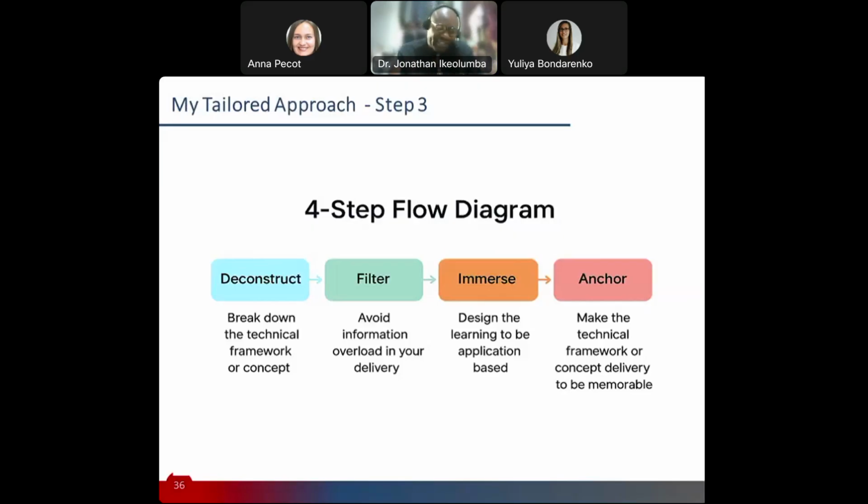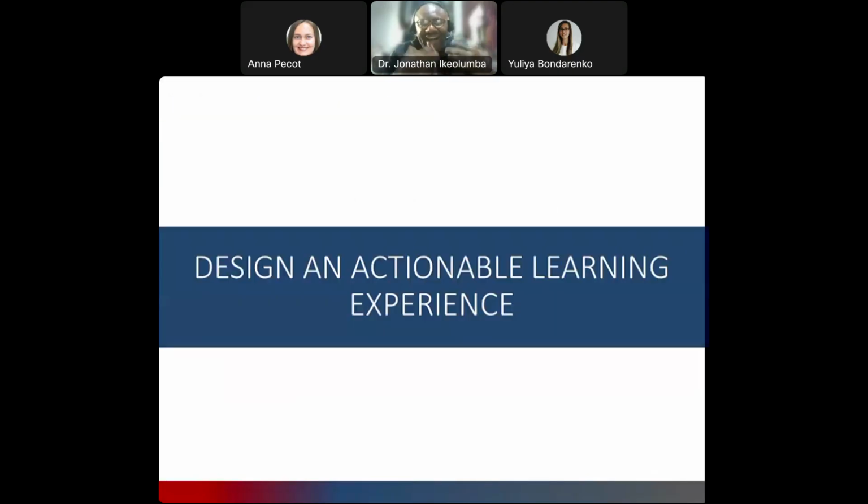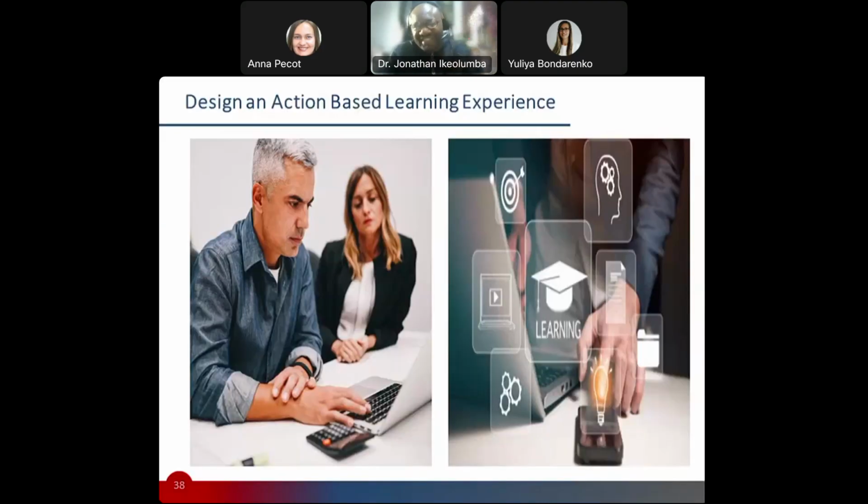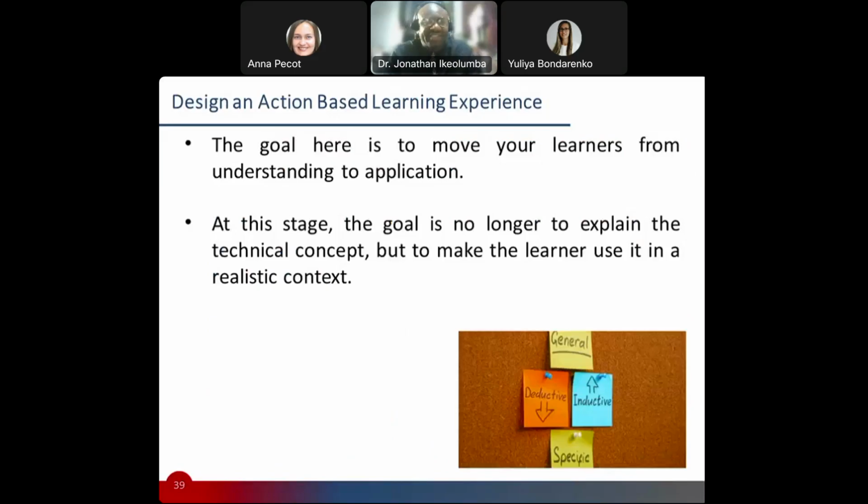Okay, so once again, my four-step flow diagram, deconstructing the technical concept, breaking it down into what it means for the learner is the right way to start. Also think about your delivery to make sure you're avoiding information overload. The next step is about making sure that your learning is now actionable. You want to make sure that if you're doing a technical training, it is actionable, meaning it is practical and that you're immersing them.